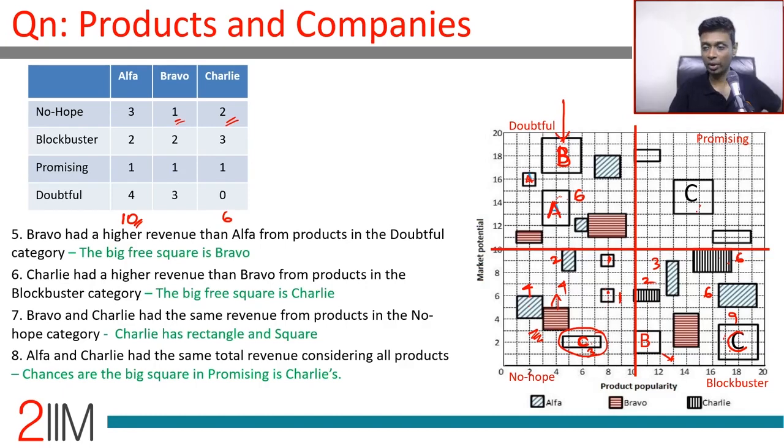So the big square in promising has to be Charlie. Chances are the big square has to be Charlie. I'm nearly 100% sure it has to be Charlie, because if this were Alpha, then these 2 would get cancelled, and then this 6 would get cancelled with this 6. These 2 small ones together would not even account for this. After that, we have 1 2-unit thing for Charlie, and pretty much that's it. And so this cannot offset all the remaining Alphas, or this one has to be Charlie.